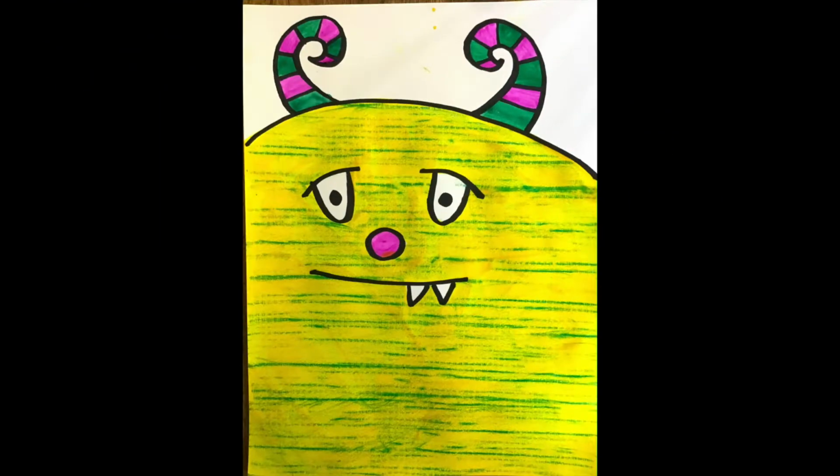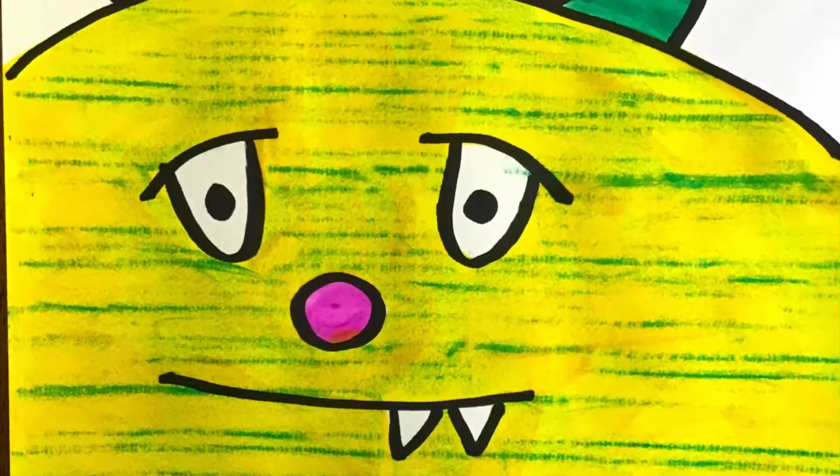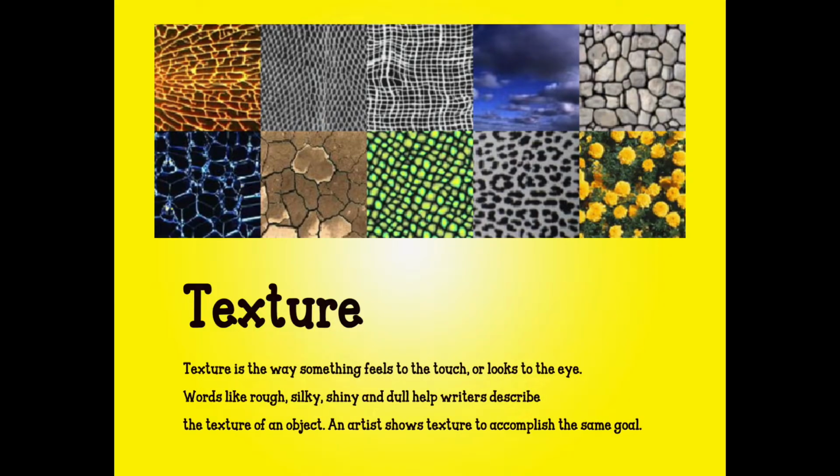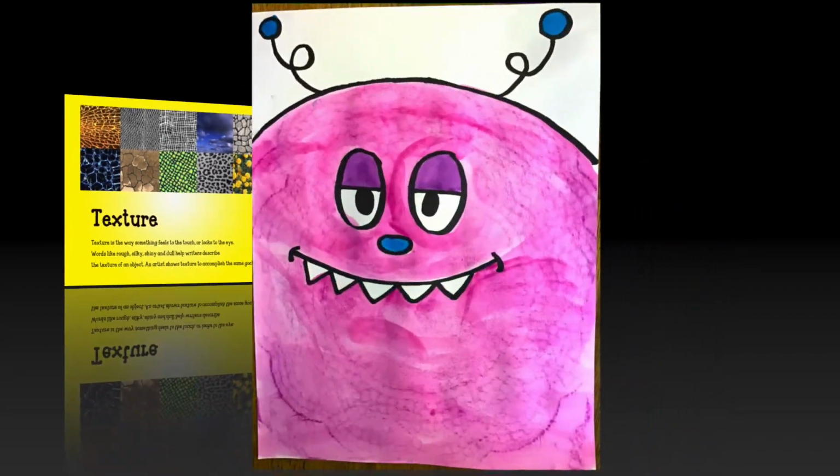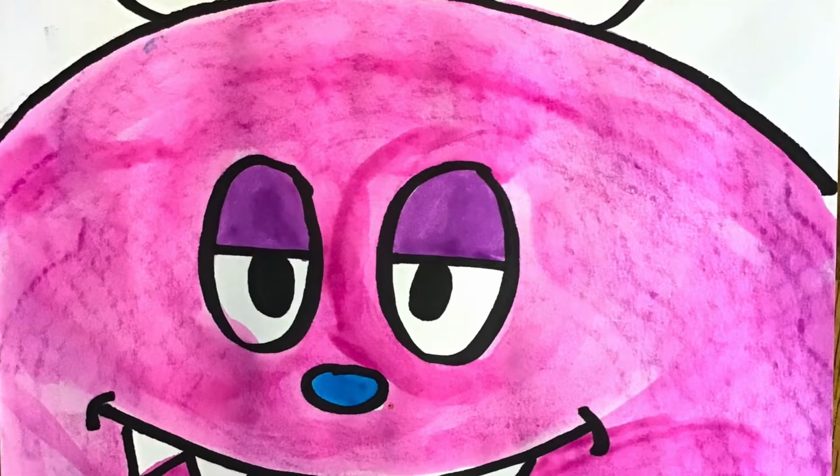In this lesson, we're going to be creating texture monsters. A texture is the way something feels to the touch or looks to the eye. Words like rough, silky, shiny, dull help someone describe texture. An artist shows texture to accomplish the same goal. So here are some examples of texture monsters that we're going to be creating.